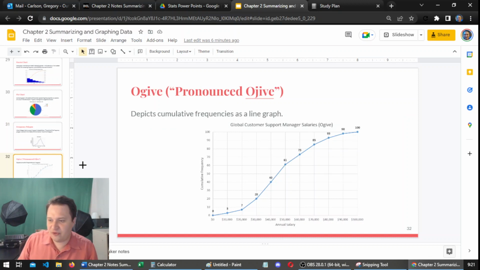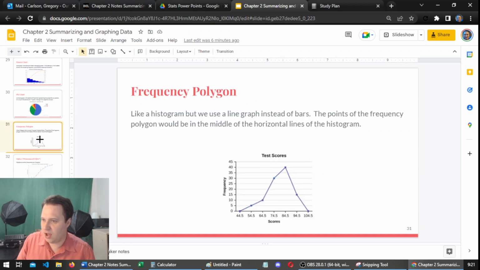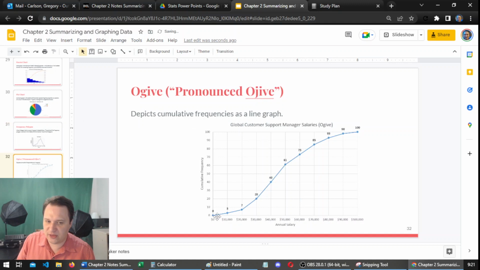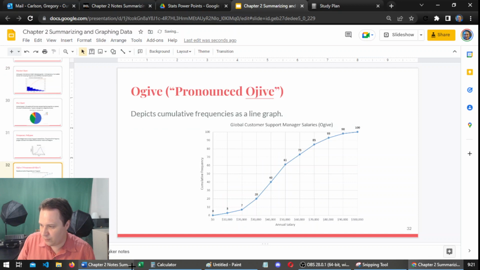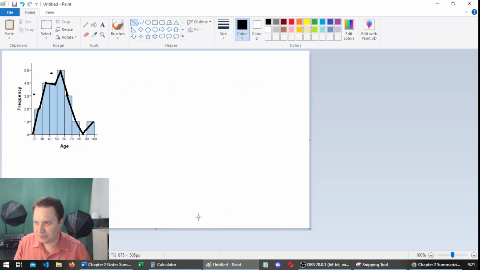The last type of graph that we're going to look at in this class is called an ogive. An ogive is the same thing as a frequency polygon, except we do the cumulative instead of the histogram. So this represents the cumulative frequencies, similar to this line right here. So the cumulative frequencies as we go.